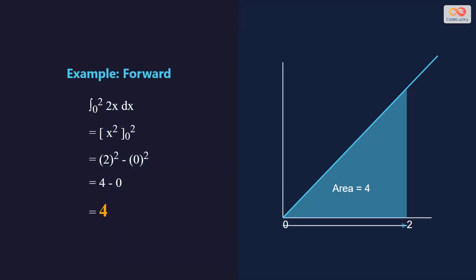Let's look at a concrete example. Here we integrate 2x from 0 to 2. Using the power rule, we get x squared. Evaluated from 0 to 2, we get 4 minus 0, which equals 4.